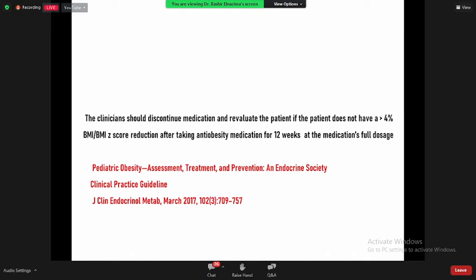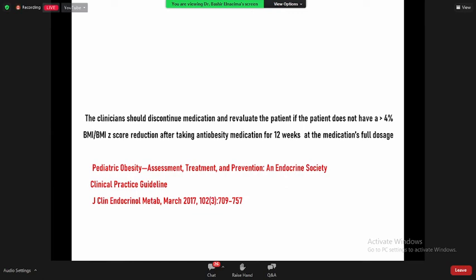The clinician should discontinue the medication and reevaluate the patient if the patient does not have more than a 4% reduction of body mass index. Body mass index is the score reduction after taking the anti-obesity medication for 12 weeks. That means 3 months at a full medication dose. So if you give the child the medication at the full dose with lifestyle modification, but there is no improvement, you have to move from this stage to the other stage.